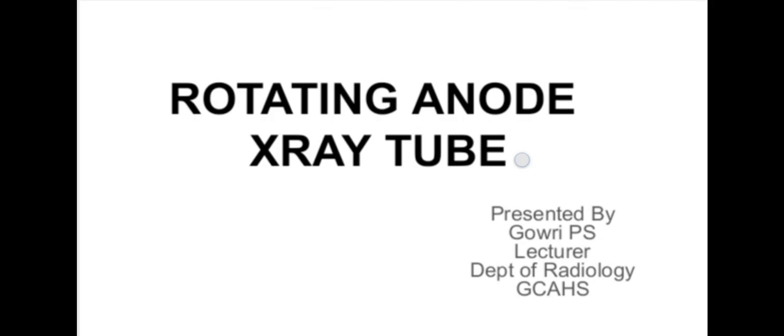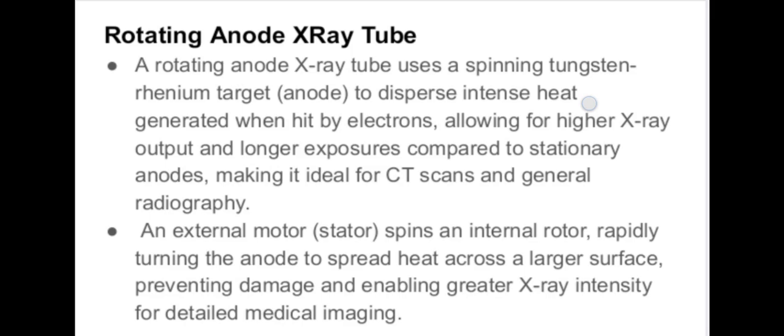Today we are going to discuss the rotating anode X-ray tube. First, in 1933, a rotating anode X-ray tube was invented, in which the anode is made to rotate before the electrons are emitted from the cathode. It was developed to increase the heat loading with higher X-ray output. In these tubes, the electrons transfer their energy over a large area of the rotating anode.